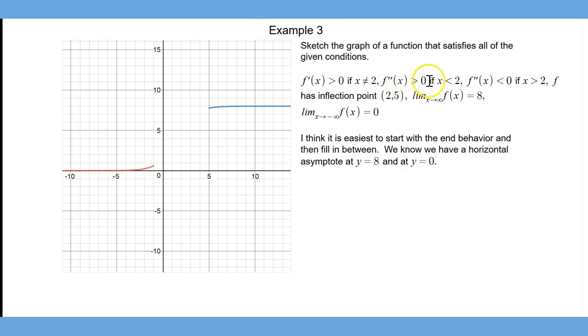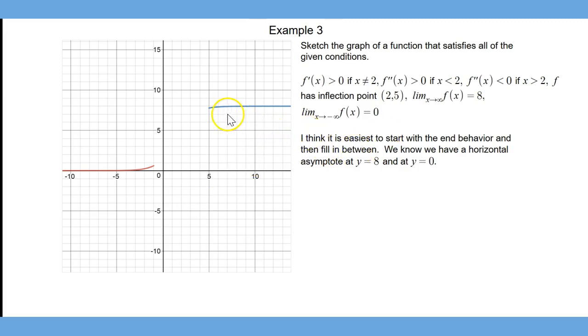The second derivative is greater than 0 if x is less than 2. So that's telling me it's concave up to the left of 2. The second derivative is less than 0 if x is greater than 2. So that's telling me it's concave down to the right of 2. It has an inflection point at (2, 5), which shouldn't surprise us because we know that it changed concavity at x equals 2. The limit as x approaches infinity is 8, so that means it has a horizontal asymptote at y equals 8 to the right. And the limit as x approaches negative infinity of f of x is 0, which tells us it has a horizontal asymptote at the x-axis as we go to the left.